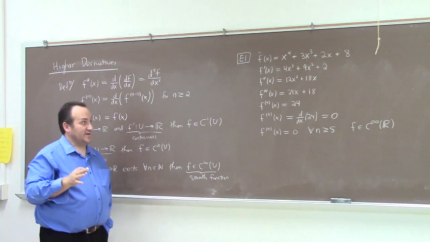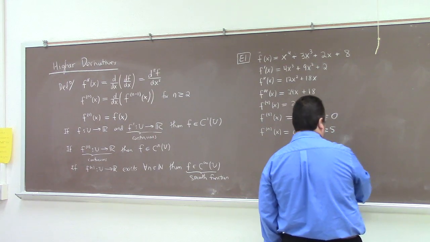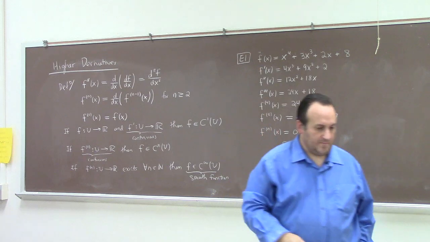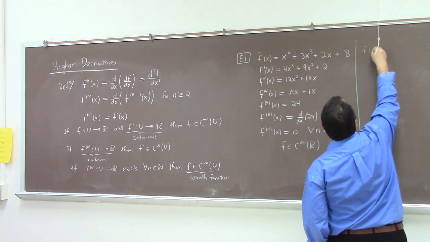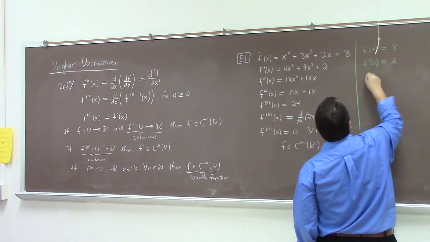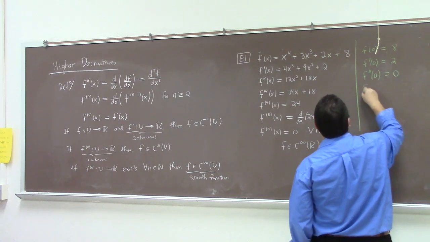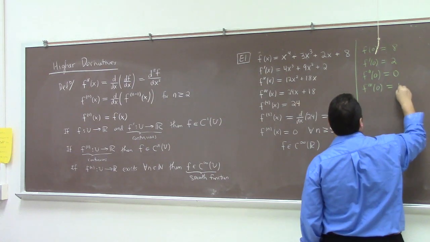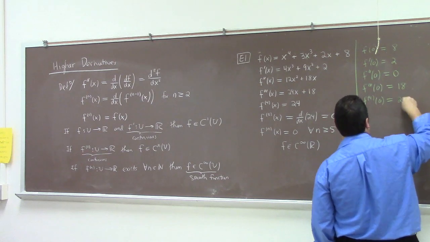Now, I want to point out something really cool, something really neat about this. All right. So check this out. What's f of 0? 8. What is f prime of 0? 2. What is f prime prime of 0? 0. What is f prime prime prime of 0? Plug it in. 18, right? What's the fourth derivative at 0? 24, right?